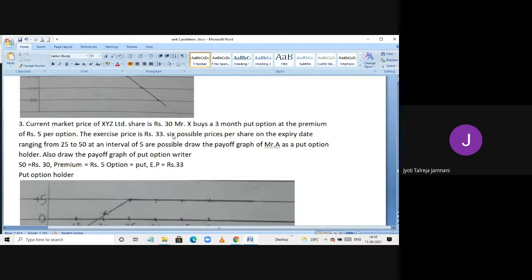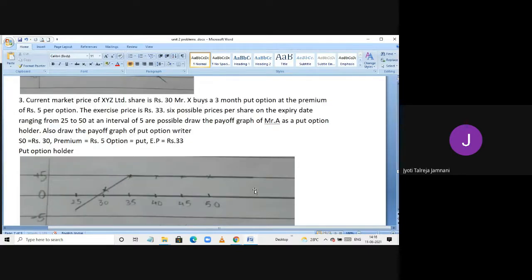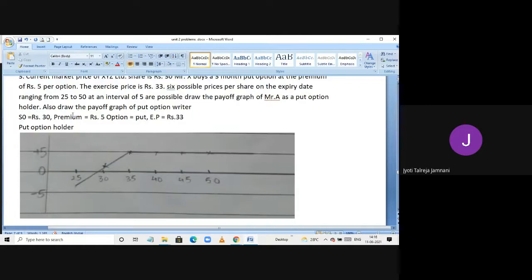6 possible prices per share on the expiry date ranging from 25 to 50 at an interval of 5 are possible. Draw the payoff graph of Mr. A as a put option holder. Also draw the payoff graph of a put writer. So Mr. A is the holder. We have to draw his payoff graph.